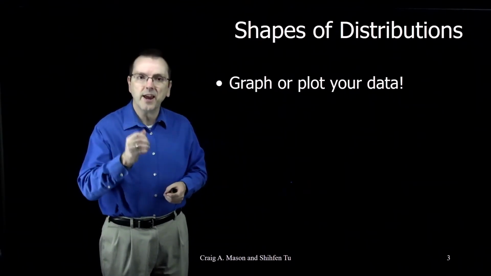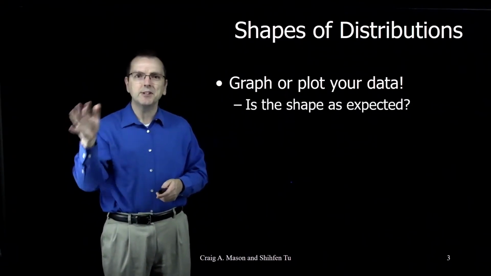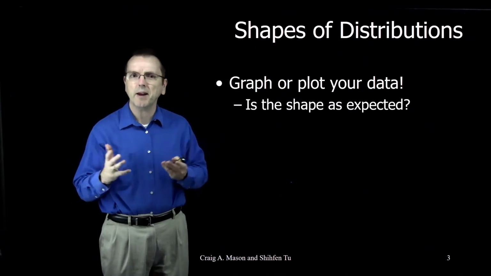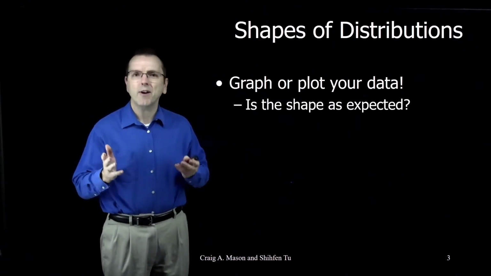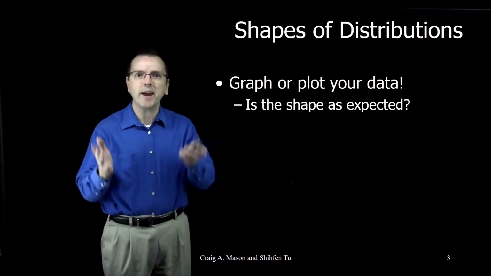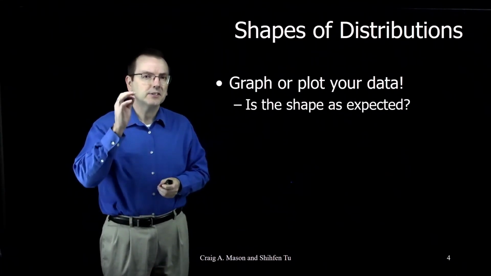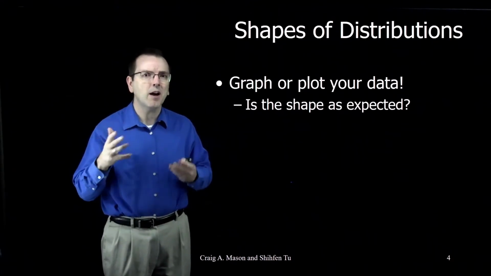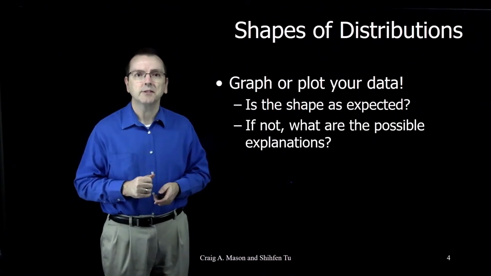Is your understanding of the data correct? Is the shape of the distribution what you expected? Does it look like what you think it should? Are there any weird spikes or patterns in the data? If something does seem odd or unexpected, what are the possible explanations?